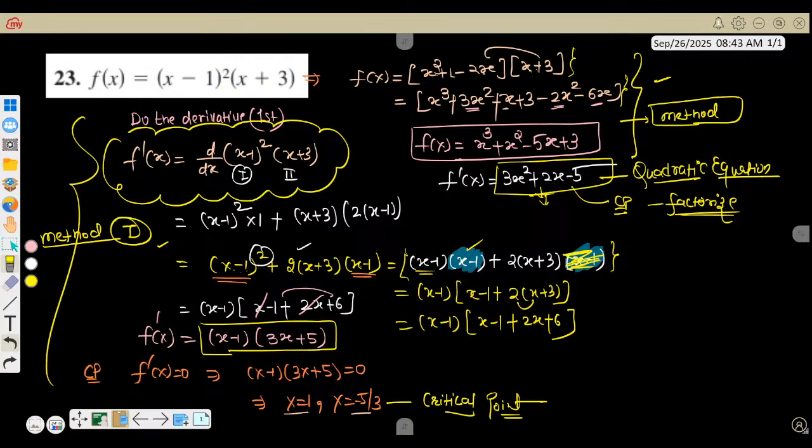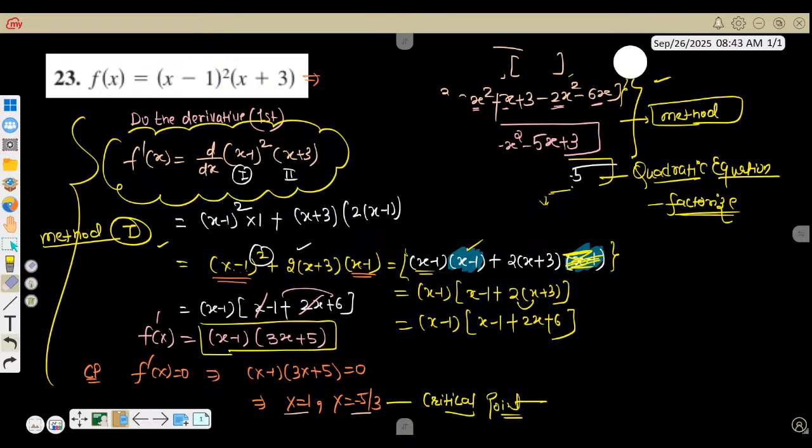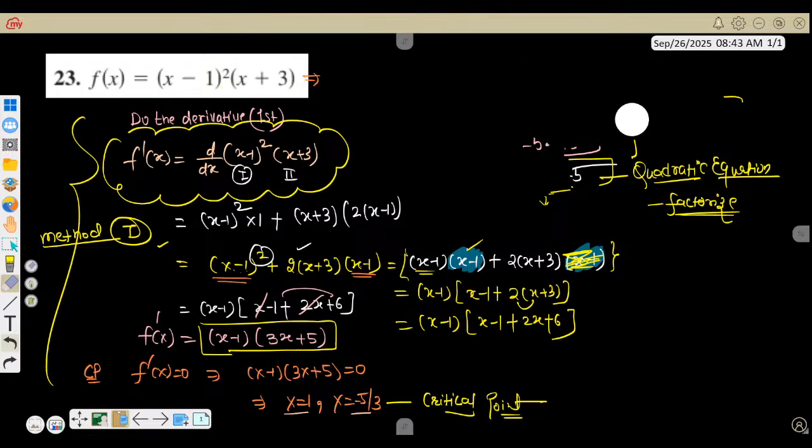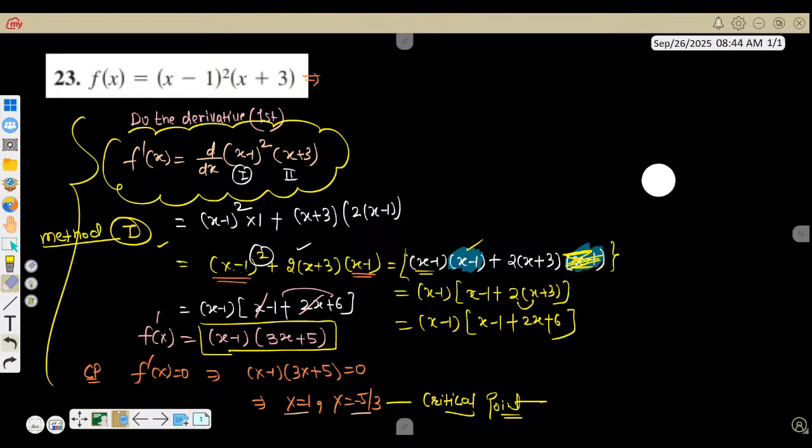Okay, so our half work is done. Now tell me what we will do next, if you have any idea. Otherwise I will tell you. You have two critical points, x is equal to 1 or x is equal to minus 5 by 3.